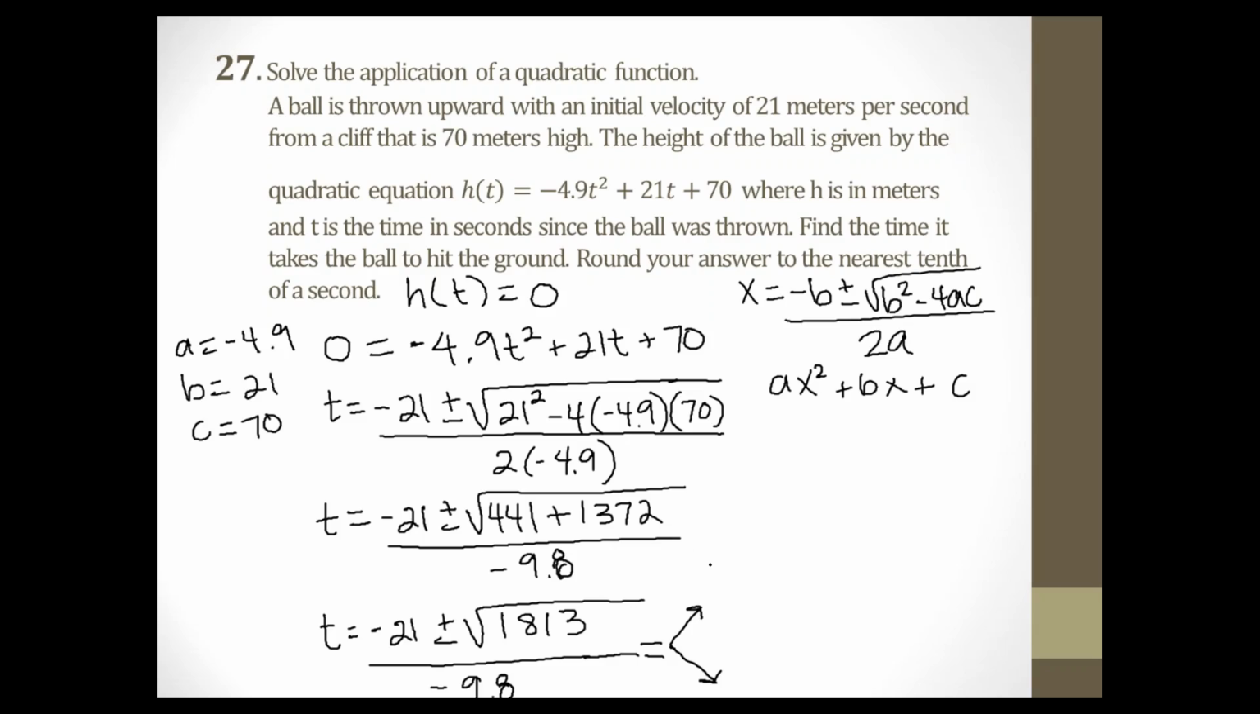All right, so I'm going to just rewrite the two solutions. So negative 21 plus the square root of 1813 over negative 9.8, and then negative 21 minus the square root of 1813 over negative 9.8. So we're going to get these approximate answers using the calculator. I'm going to show you what I mean.